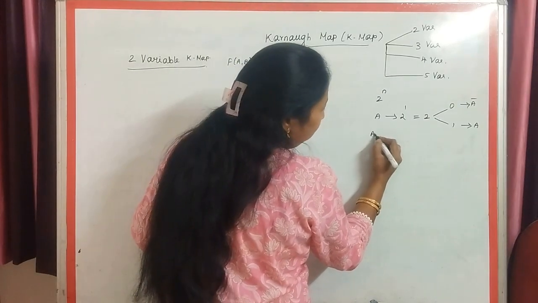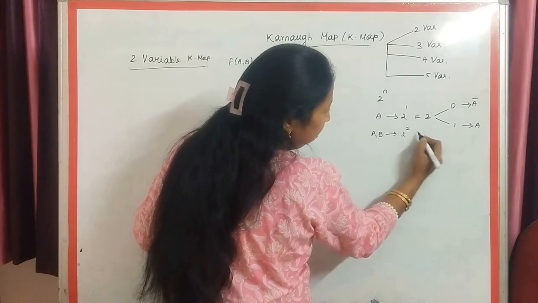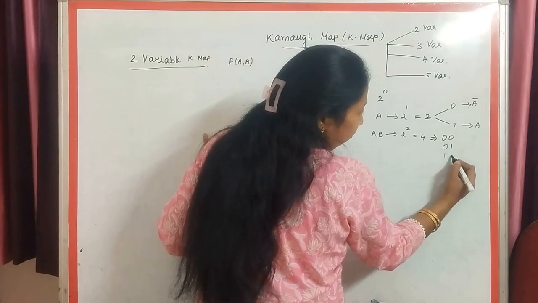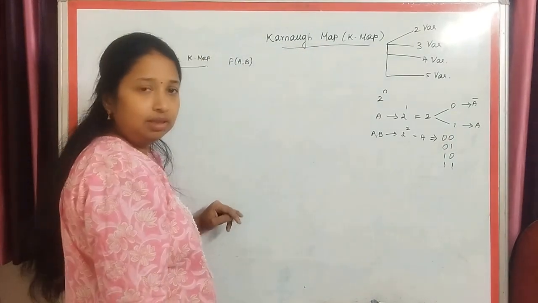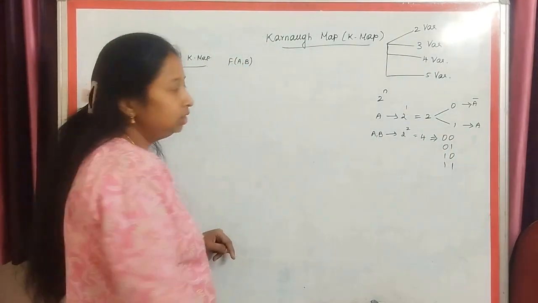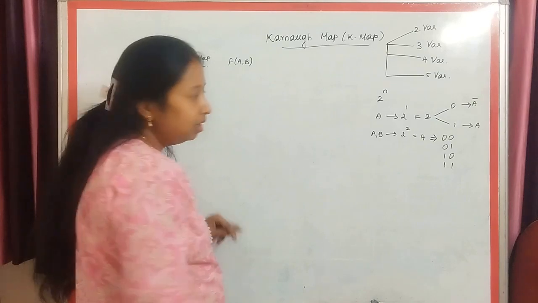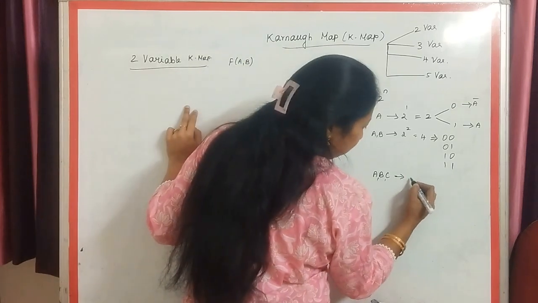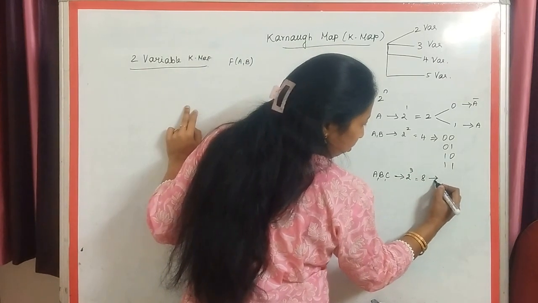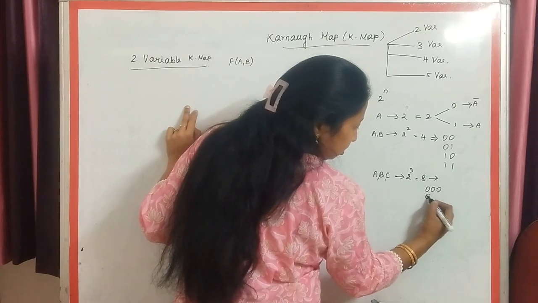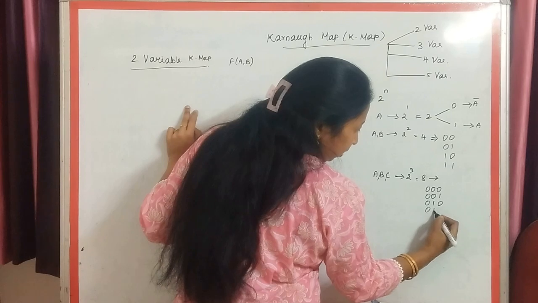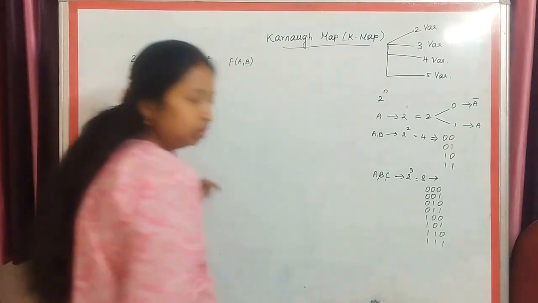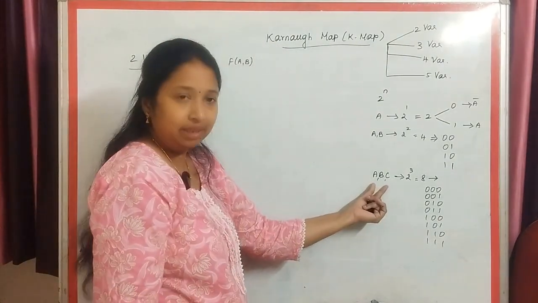Now, if there are 2 variables, how many combinations are possible? 2 power 2, it is 4. So what are the combinations? It is 0 0, 0 1, 1 0 and 1 1. These are the 4 different combinations that you can get for 2 variables. In a similar way, for A, B, C, I have 3 variables. So how many combinations are possible here? 2 power 3, that is 8. So what are the combinations? We'll be getting 0 0 0, 0 0 1, 0 1 0, 0 1 1, 1 0 0, 1 0 1, 1 1 0 and 1 1 1. So these are the combinations that I'll be getting for 3 variables.